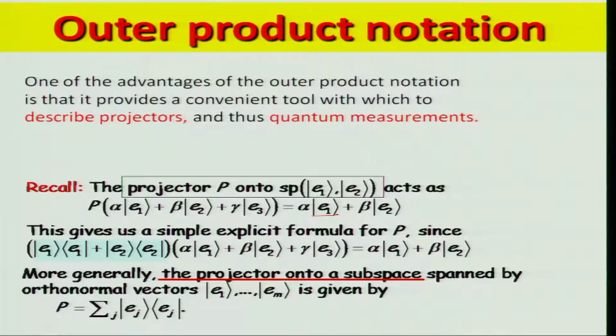This gives a simple explicit formula for P, since we know that the outer product form would give rise to |E1><E1| and |E2><E2| coming together. A superposition of that gives rise to the projection operator. More generally, the projector onto a subspace spanned by orthonormal vectors is the outer product of Ej and Ej, summed over all of them.